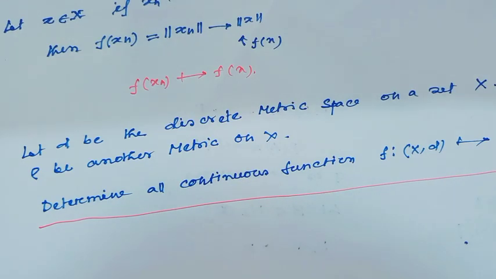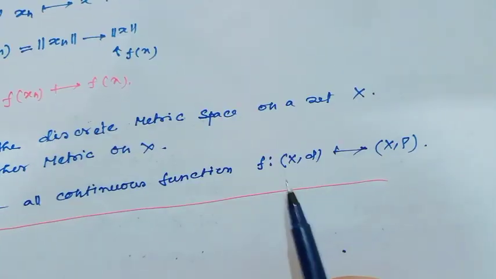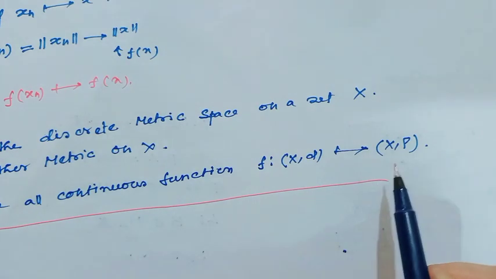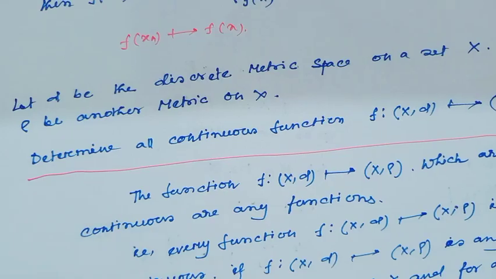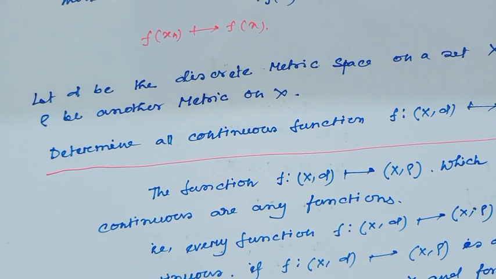Our next example is, consider d is a discrete metric space on the set X and rho be another metric space on the set X. Now determine all continuous functions f from (X, d) to (X, rho). At first, try to answer this question. In discrete metric space, every function is continuous. Why is this? At first try to answer. Now let's see the solution.